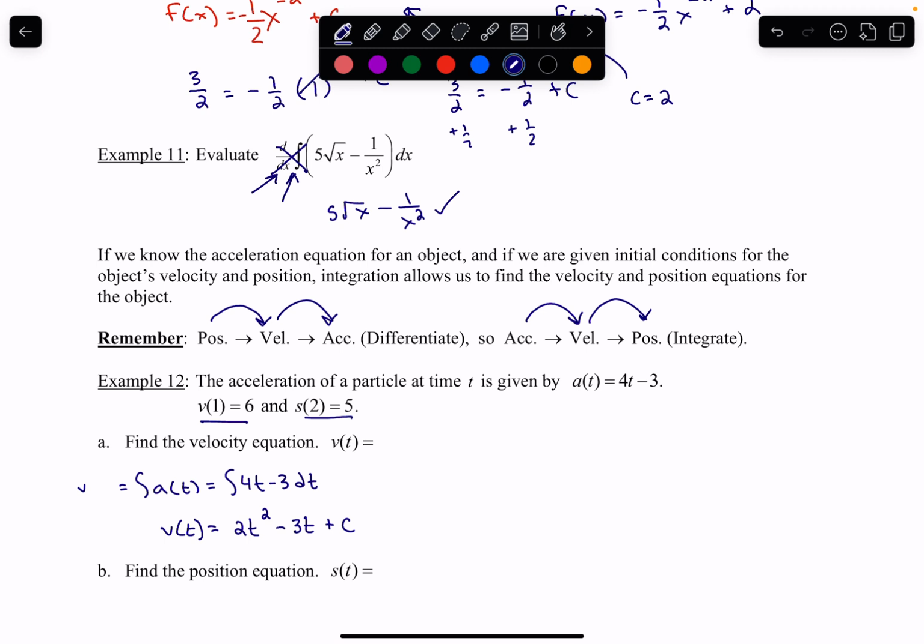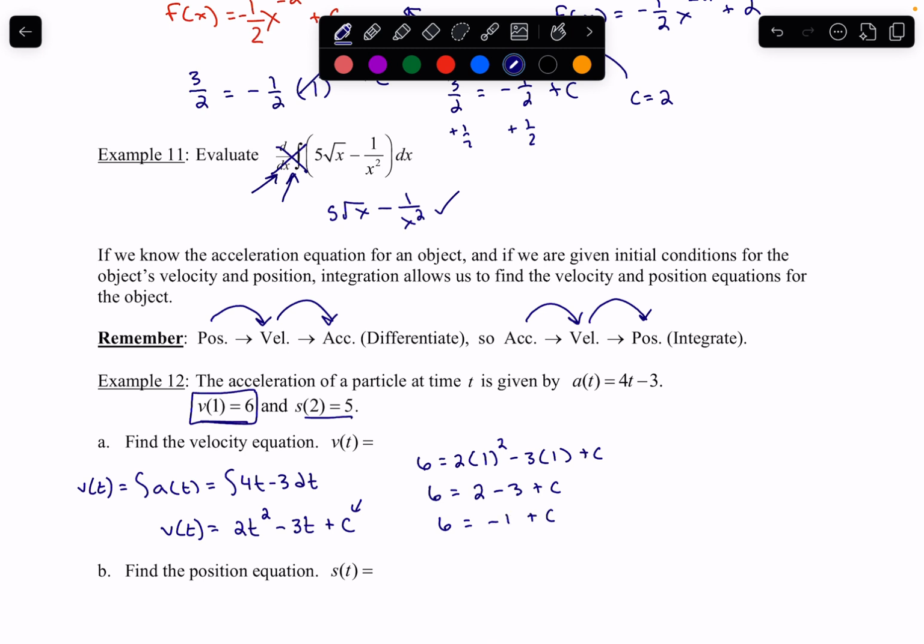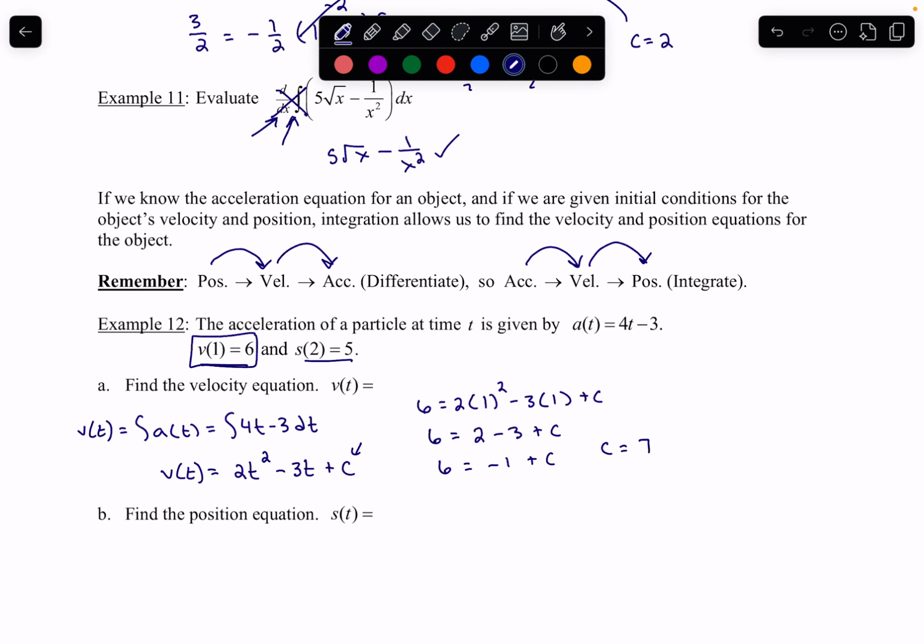I guess I could have said v of t equals the integral of a of t up above, right? Now, I know an initial condition for my velocity. I know that when t is 1, my velocity is 6. So I can use that to figure out my c value. So 6 equals 2 times 1 squared minus 3 times 1 plus c. So 6 equals 2 minus 3 plus c. So 6 equals negative 1 plus c. So c equals 7.